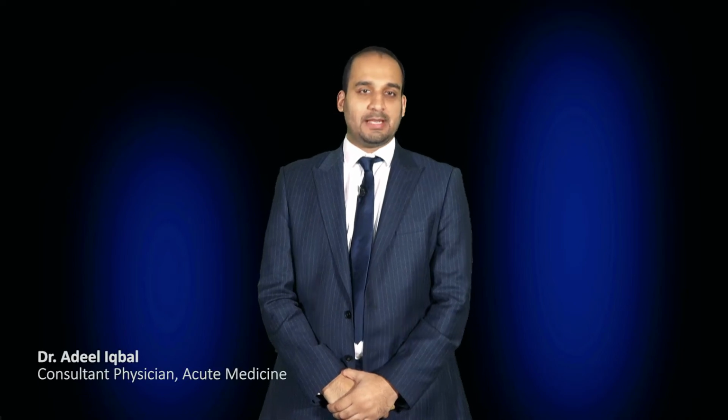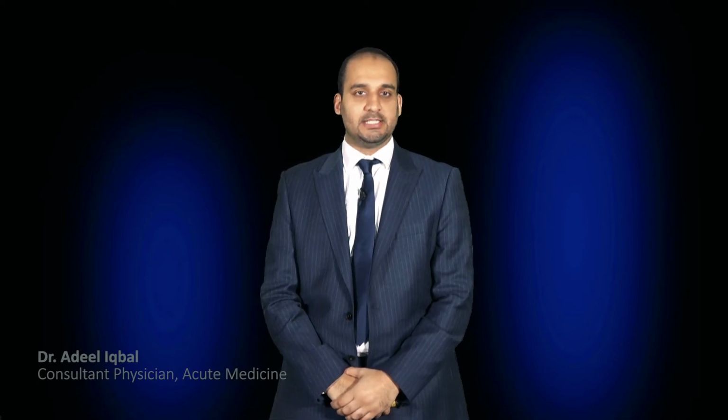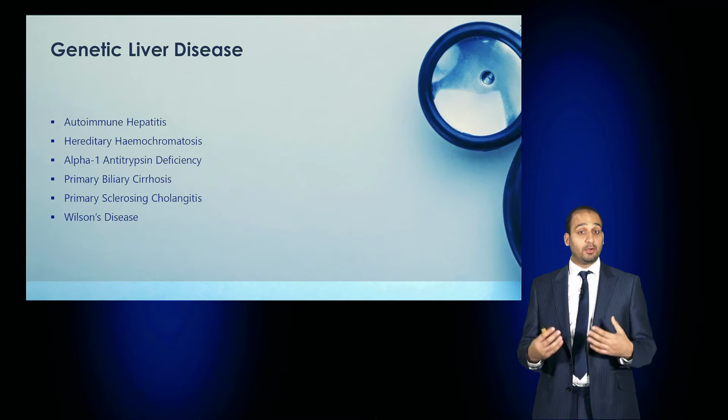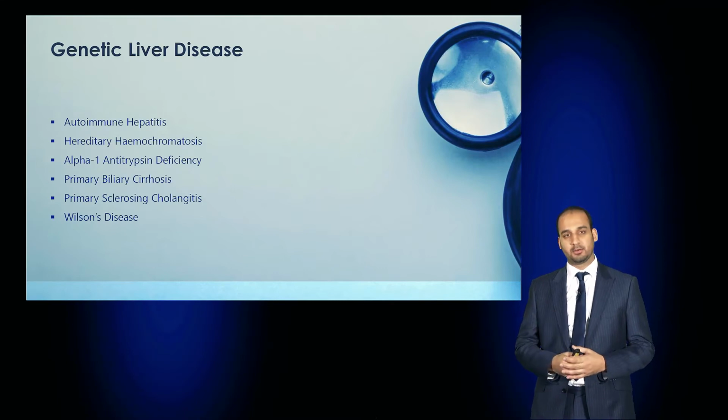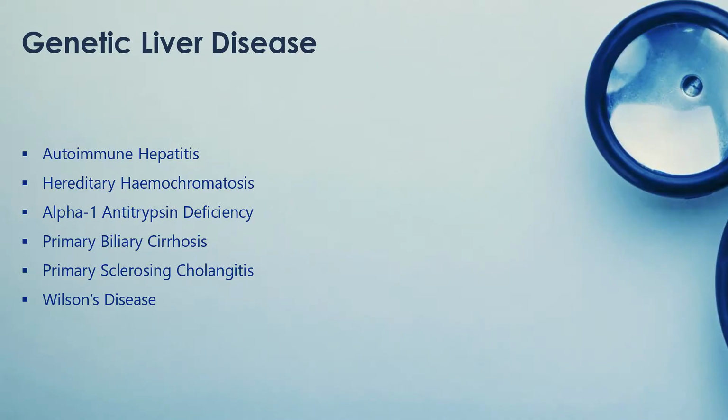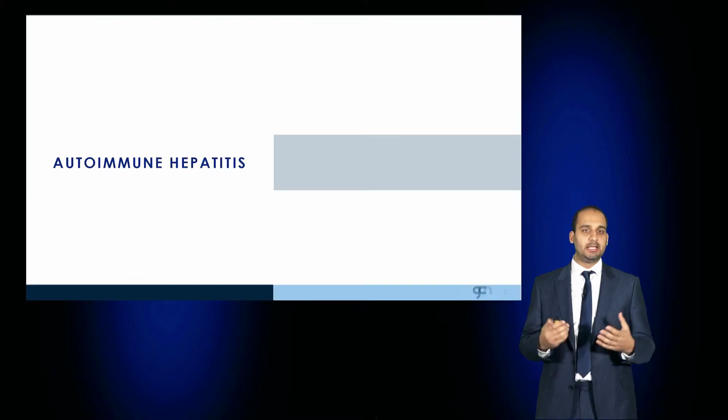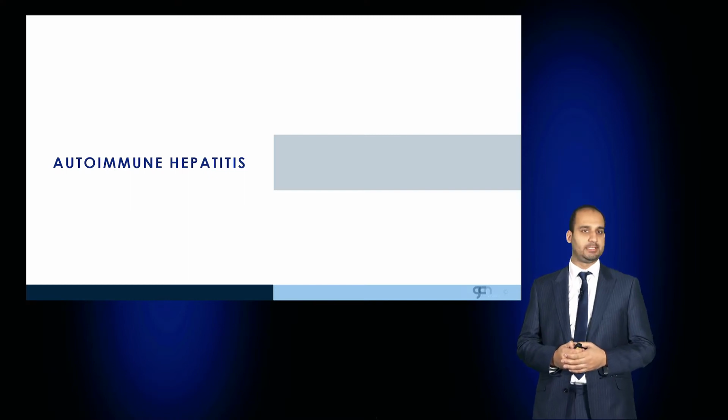Welcome to this medicine masterclass on genetic liver disease. We will talk about autoimmune hepatitis, hereditary haemochromatosis, alpha-1 antitrypsin deficiency, primary biliary cirrhosis and primary sclerosing cholangitis, and Wilson's disease. Let's start by talking about autoimmune hepatitis.